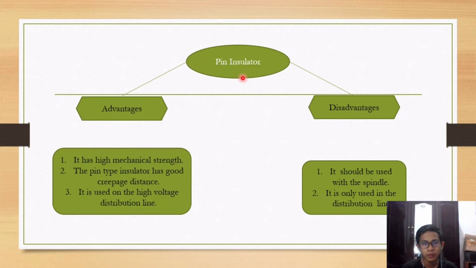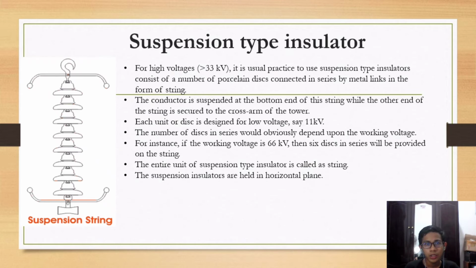Okay, for the advantages and disadvantages of the pin insulator. The advantage of the pin insulator is it has high mechanical strength, it has good creepage distance, and it is used on high voltage distribution lines. For the disadvantages, it should be used with the spin, and second, it is only used in the distribution line. Next, we go to the suspension type insulator.